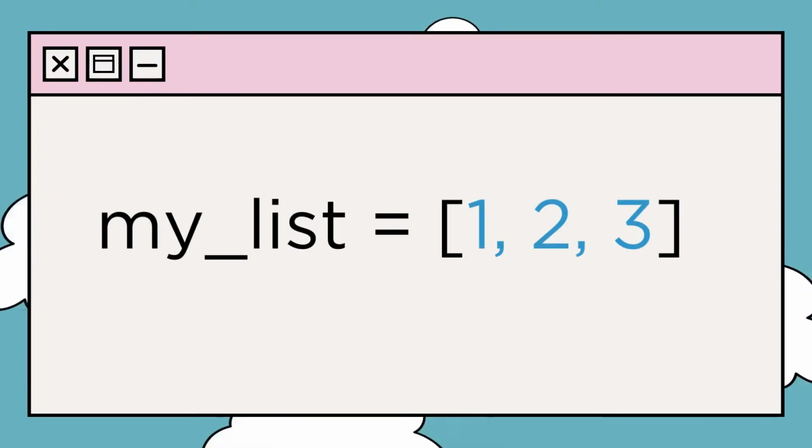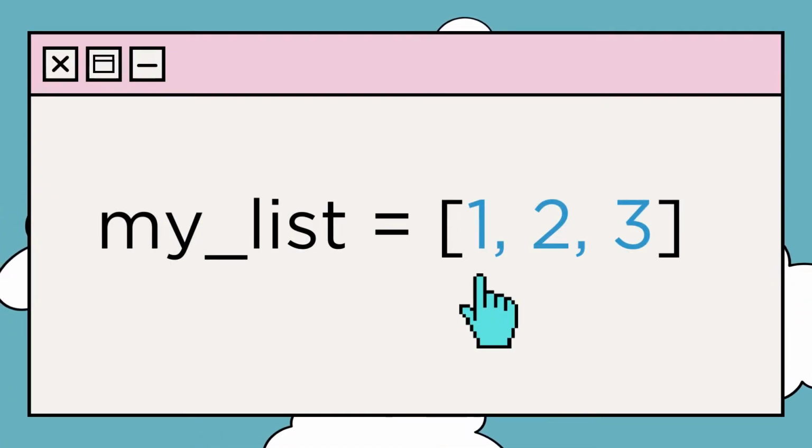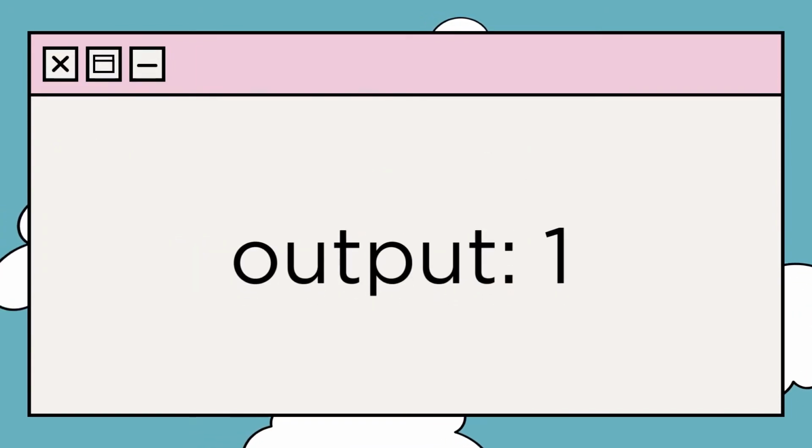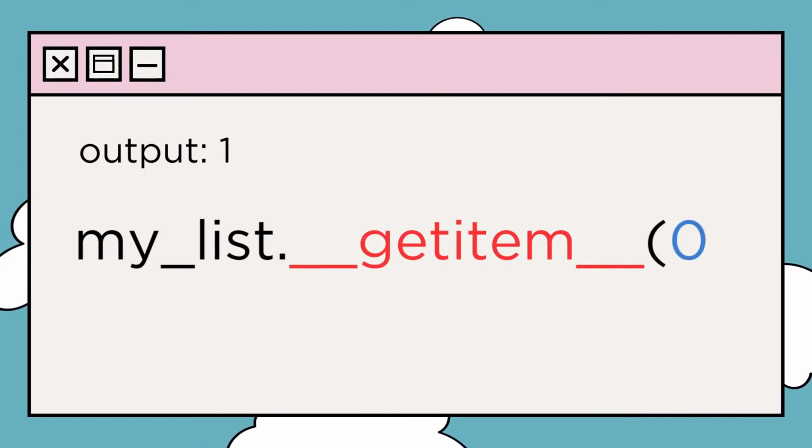Let's start with a list. You're already familiar with this. Here's a list with some numbers. If we want to get the first element, we simply use square brackets with the index, right? It prints 1 because Python uses getItem behind the scenes to make this happen.